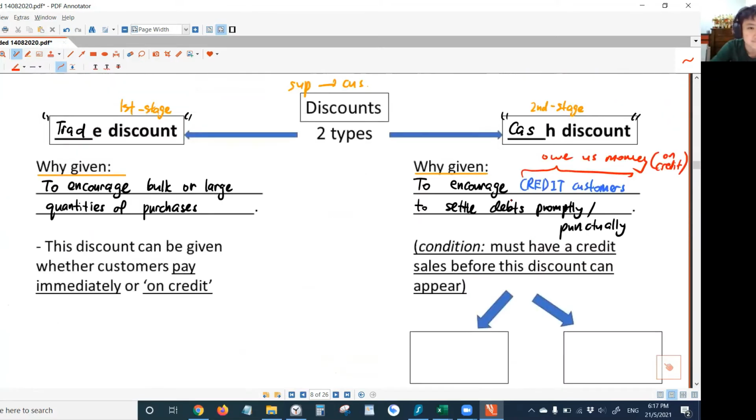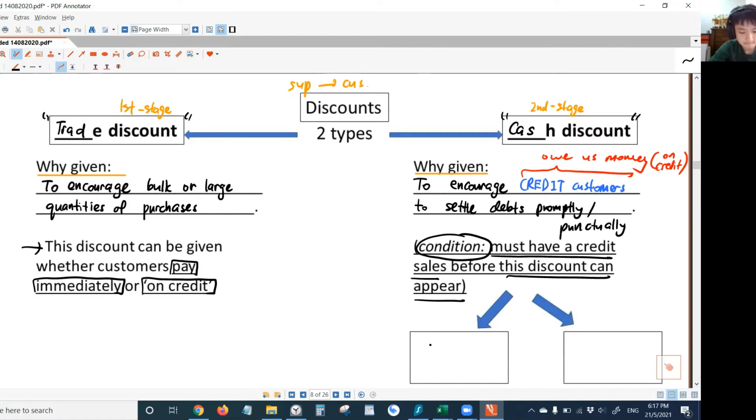Coming back to the first half of the same page, look at trade discount, the second paragraph. This discount can be given whether customers pay immediately, that means paying on the spot to us, or on credit. So trade discount can be given as long as customers buy a lot from us. Cash discount, there must be a condition. Customers must owe us money in the first place. That means you must, in the first place, sell goods on credit to the customer, then only this cash discount may appear.